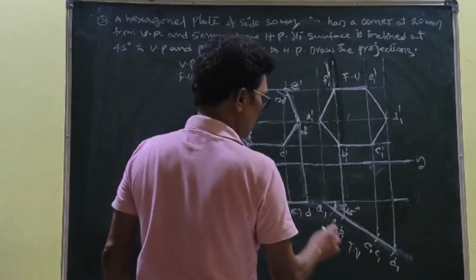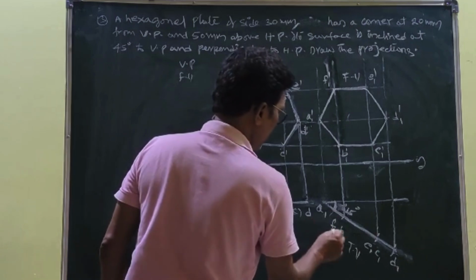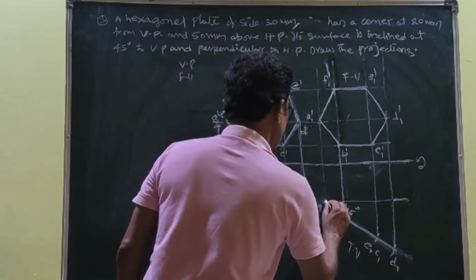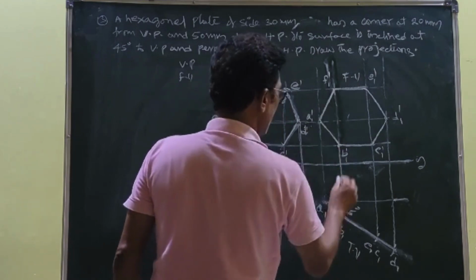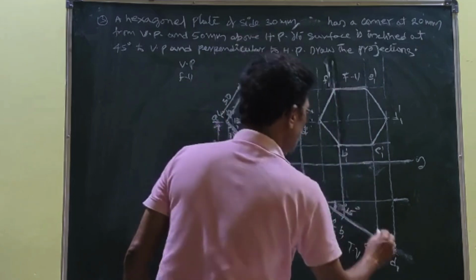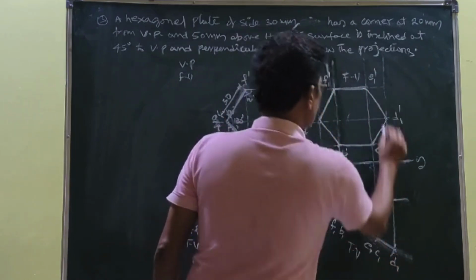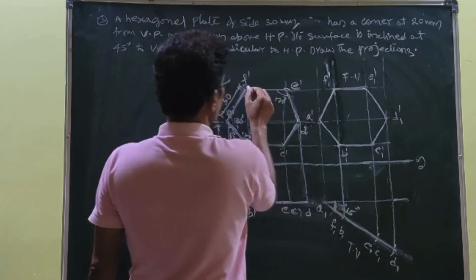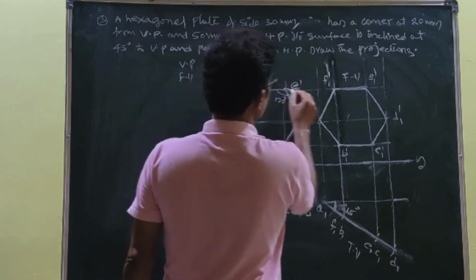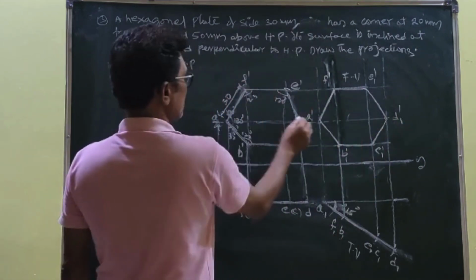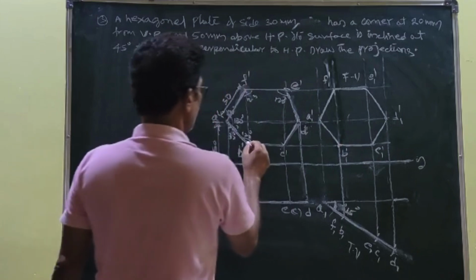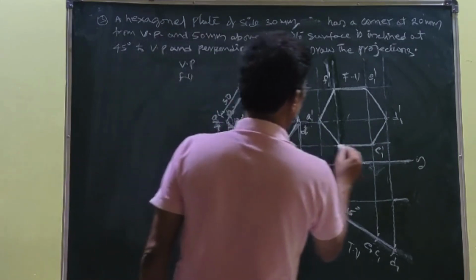Once you cut it, look at these points A1, F1, B1, E1, C1, D1. At these points, you draw projectors perpendicular to XY, with light lines. After that, you draw horizontal lines through these points. F dash, E dash, they pass through the same line. A dash, D dash, they pass through the same line. B dash, C dash, they pass through the same horizontal line.